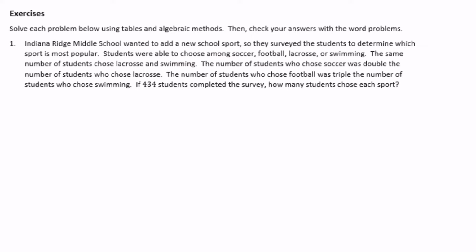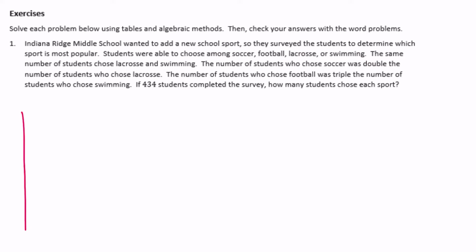Exercises. Solve each problem below using tables and algebraic methods. Then check your answers with the word problems. Number one, Indiana Ridge Middle School wanted to add a new school sport, so they surveyed the students to determine which sport is most popular. Students were able to choose among soccer, football, lacrosse, or swimming. The same number of students chose lacrosse and swimming. The number of students who chose soccer was double the number who chose lacrosse. The number who chose football was triple the number who chose swimming. If 434 students completed the survey, how many students chose each sport?